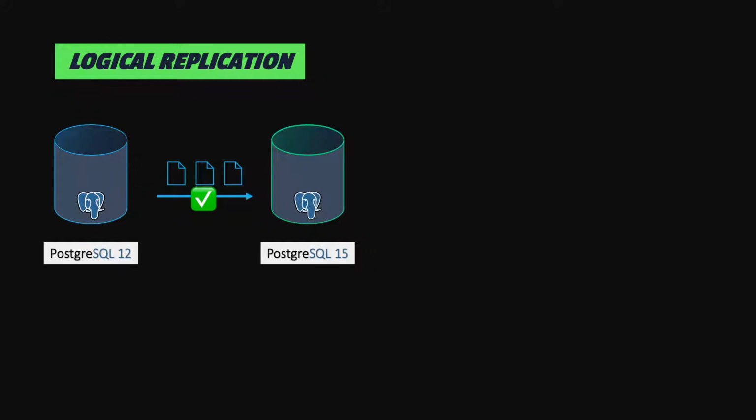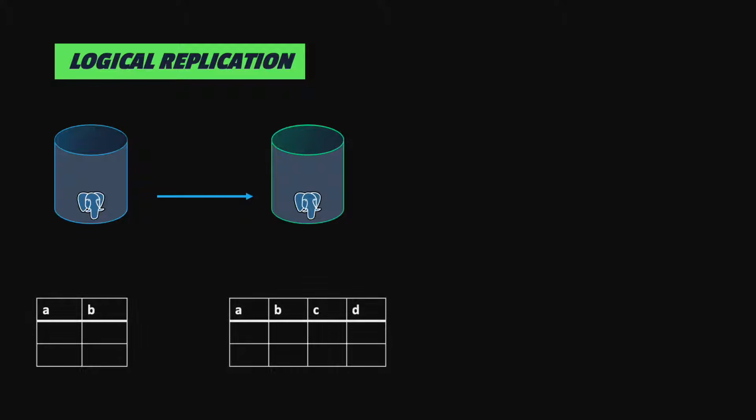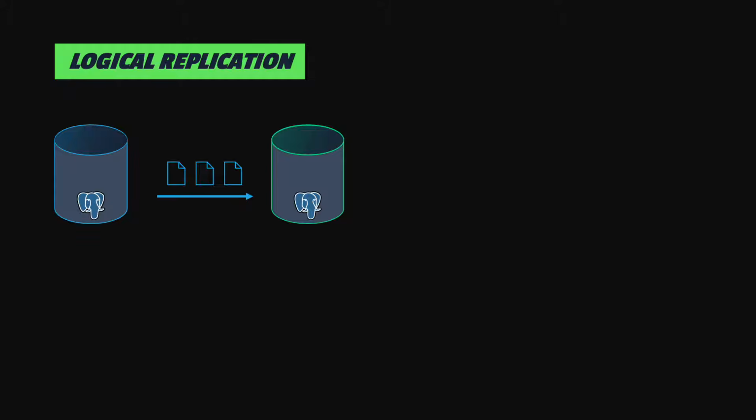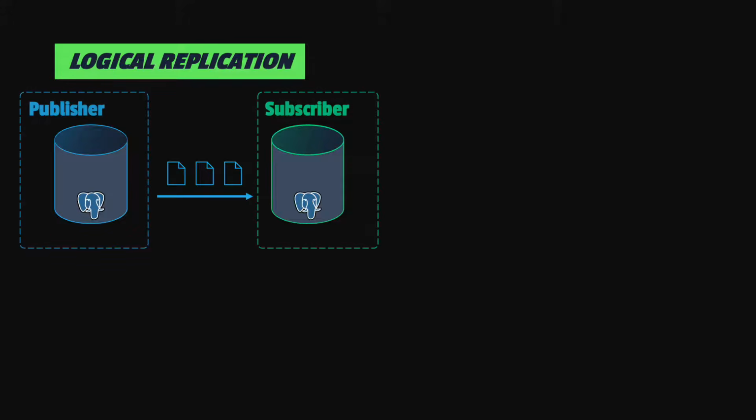What's more, the data structure on the tables doesn't need to be the same. For example, we can execute an SQL command such as insert into table 1 values 1 and 2 on the master. It's not a problem when the table has more columns on the standby than A and B. The SQL statement is correct, therefore it can be executed. The extra columns will get their default values. As mentioned, when talking about logical replication, there is no master and standby. There is the publisher and the subscriber.